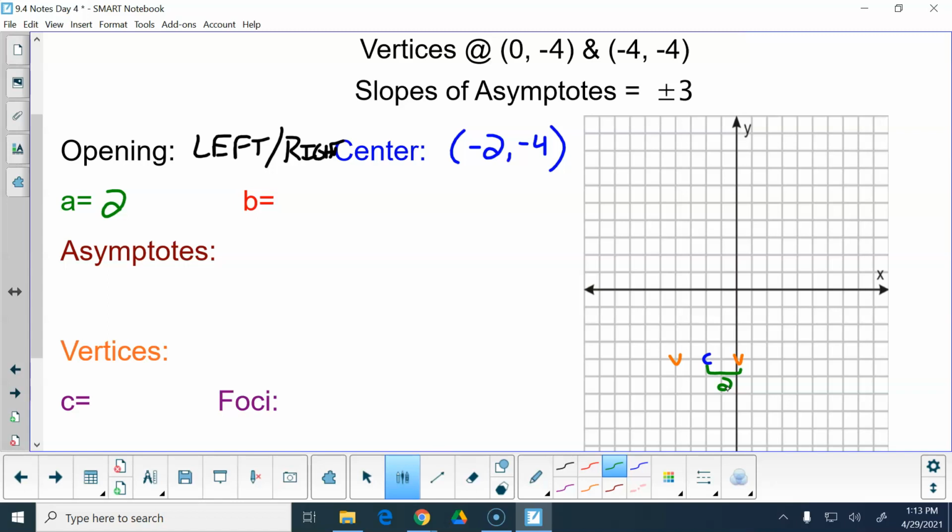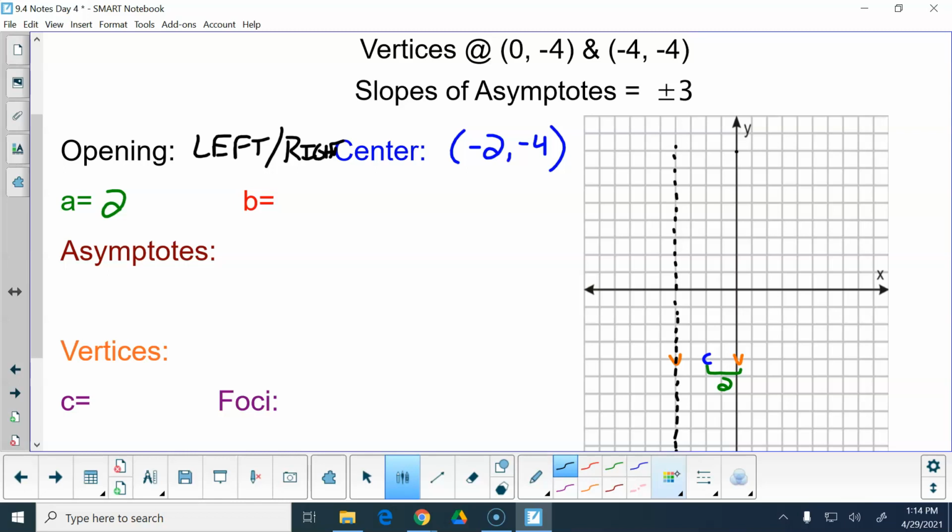Right? Now, let's pull slope into it. Okay? So we know that the slope of the asymptotes is 3, right? We also know that this, we'll go here, because then it's not right on there. This is the left edge of my box, correct?